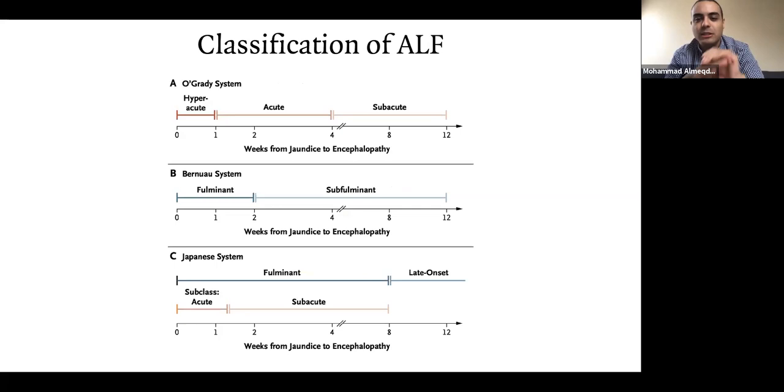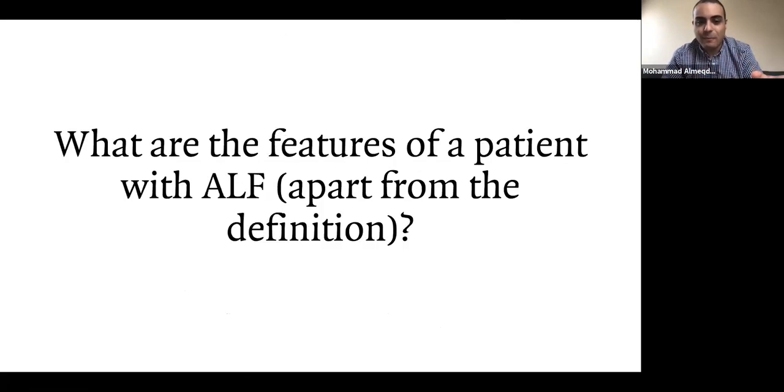And that's why there's multiple classification systems. There's multiple people trying to put multiple criteria. You go to Japan, there's a different system than the UK, than here. It's messy. There is the hyperacute versus acute, subacute. There's the fulminant, subfulminant. There is late onset, whatever. This, you don't need to know. It's just a lot of technicalities.